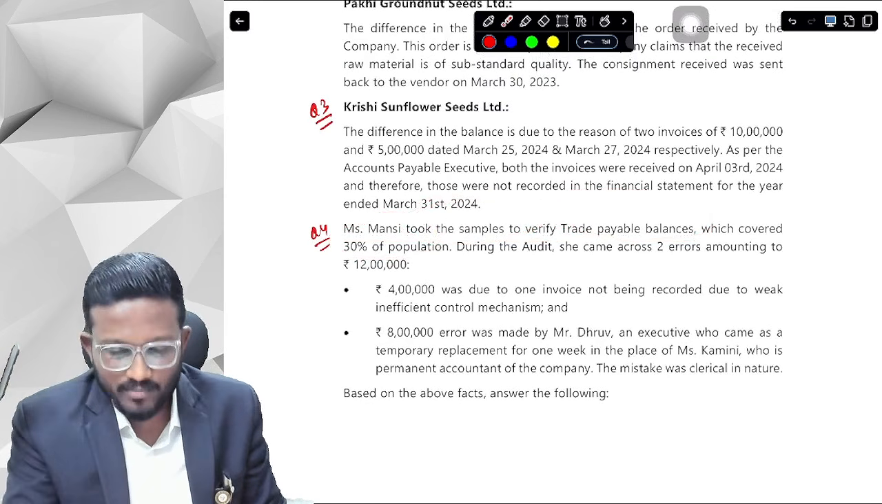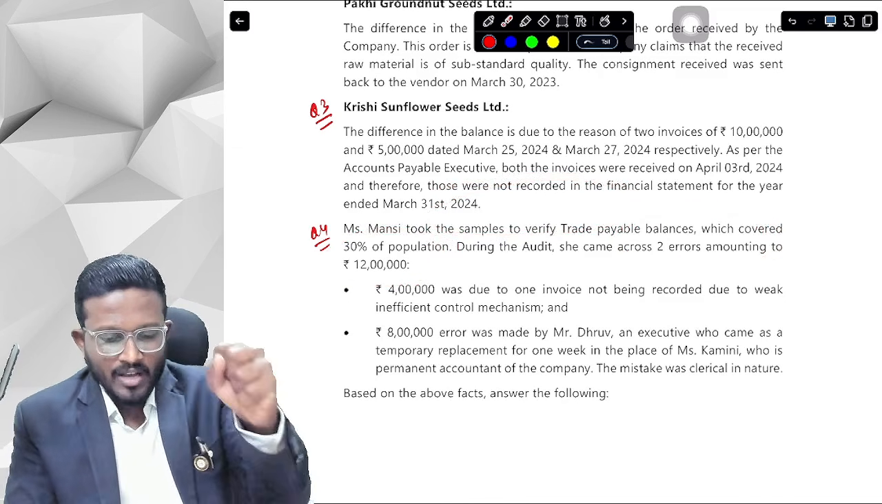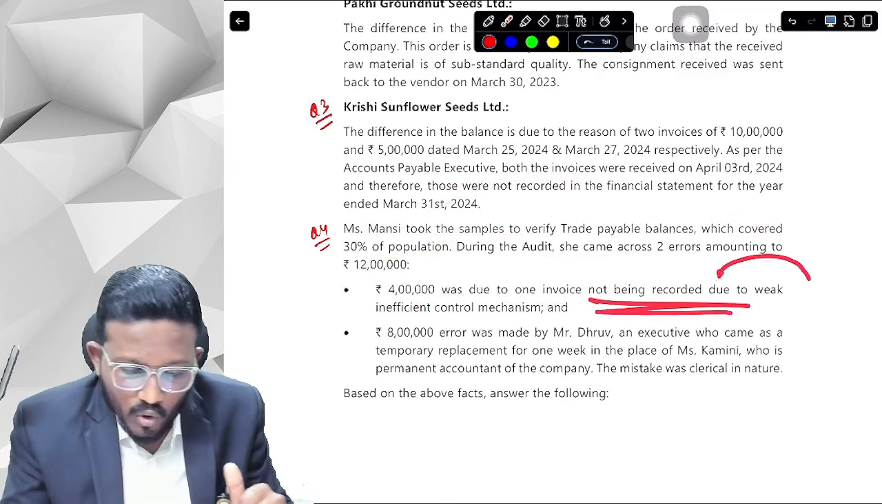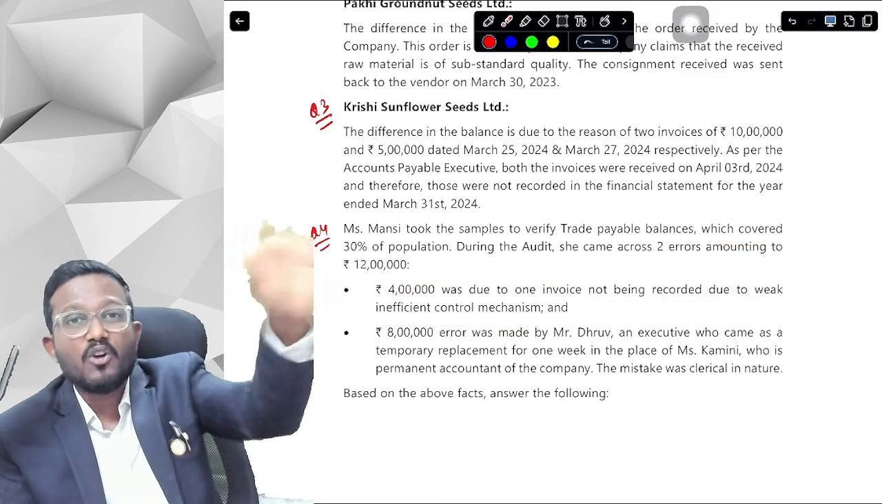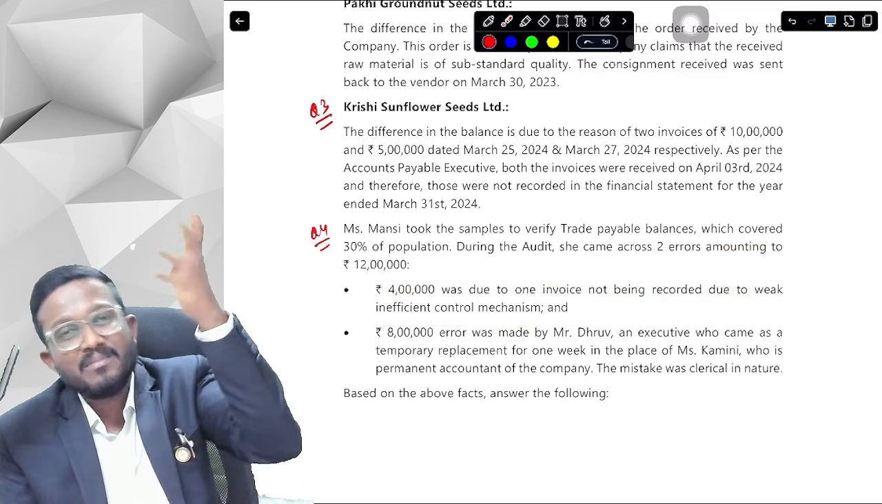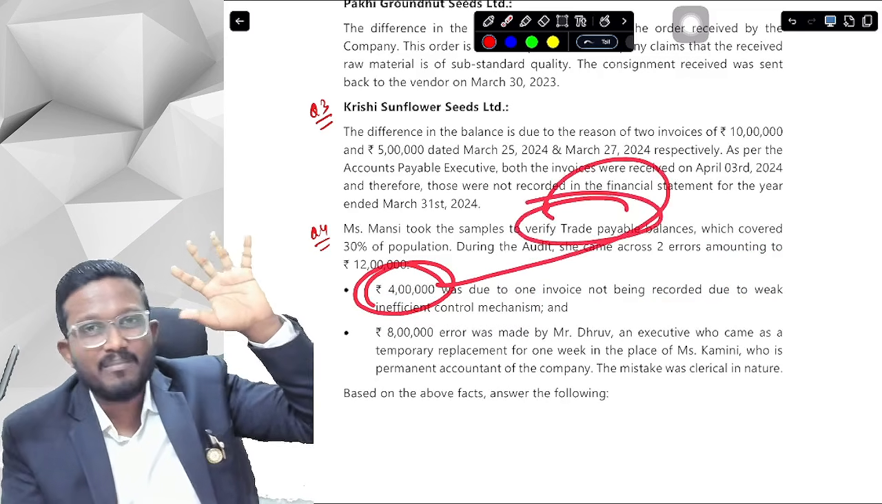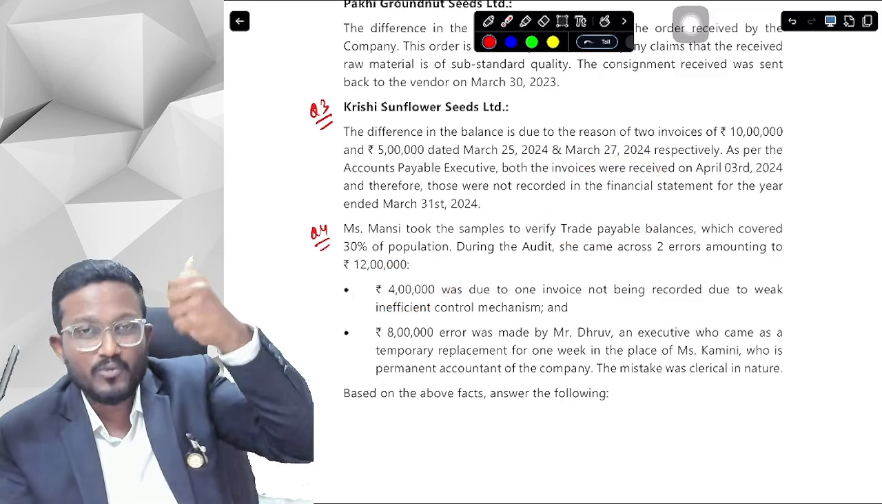So we did the 30% population of trade payables, and we came across two errors amounting to 12 lakh. Here the 4 lakh error was due to one invoice that was not recorded because of an inefficient control mechanism. So we need to project this 4 lakh to the trade payable balances to see how many invoices would not have been processed.